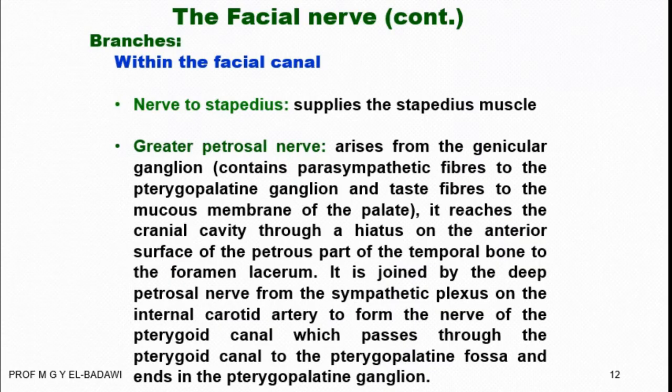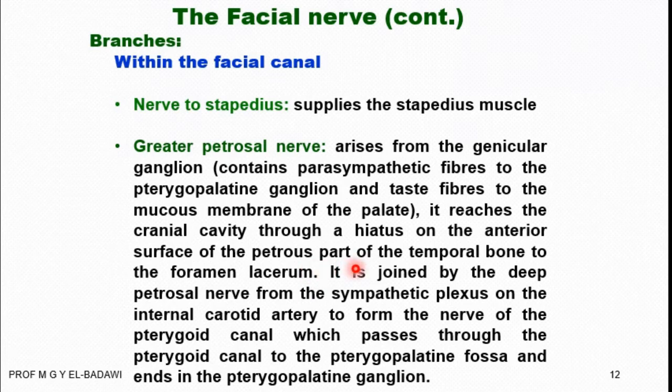So, as we said, within the canal, the nerve to stapedius supplies the stapedius muscle. The greater petrosal nerve, which comes from the geniculate ganglion, contains parasympathetic fibers to the pterygopalatine ganglion and a few taste fibers to the mucous membrane of the palate. It reaches the cranial cavity through the hiatus on the anterior surface of the petrous part of the temporal bone, through what we call the greater canaliculus, to enter the foramen lacerum.